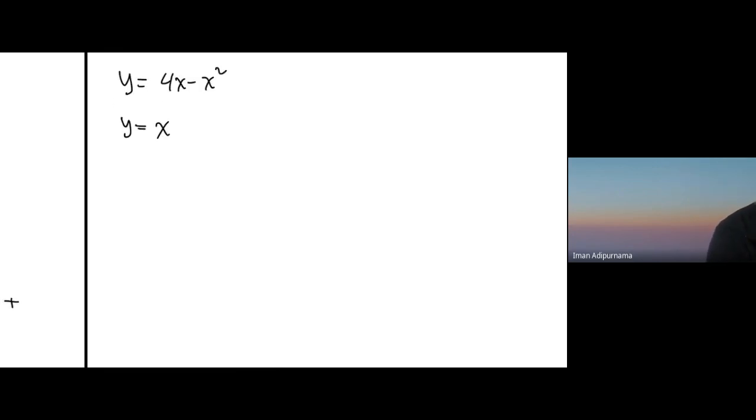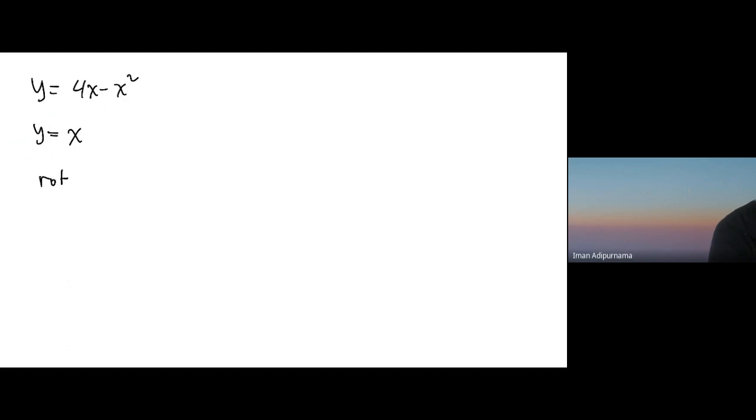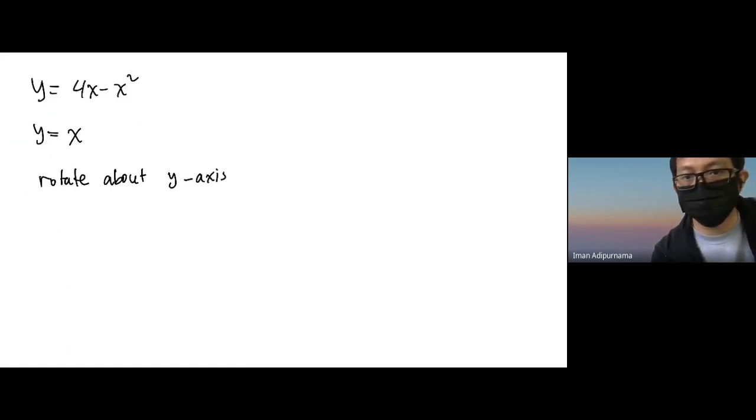The number three is, oh yeah, the curve is 4x minus x squared, right? And then you have y equal x. Rotate about y-axis, right? Yeah, I think that's the question, right?